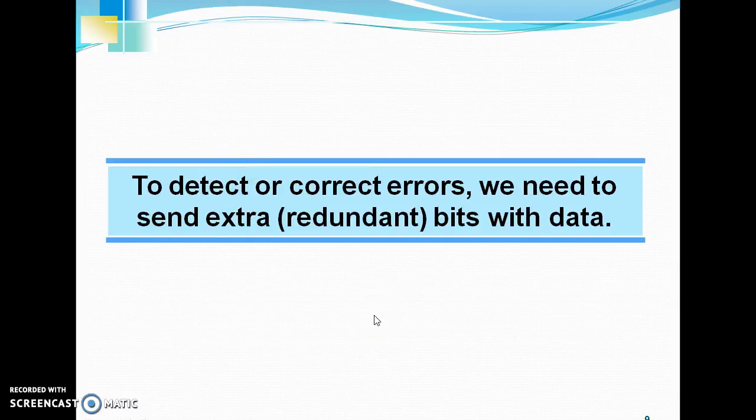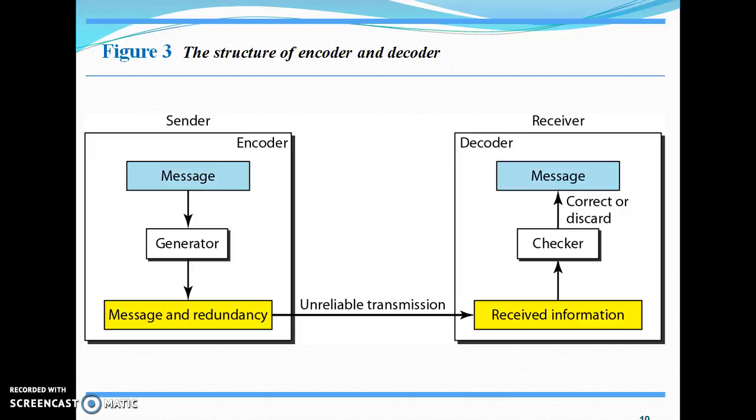To detect or correct the errors, we need to add some extra bits. These extra bits are called redundant bits or redundancy data. The redundancy bits are added like this. Here we have a sender. The sender will encode the message by adding some extra bits that we call the redundancy bits. Whenever the receiver receives a message, it will check for errors.